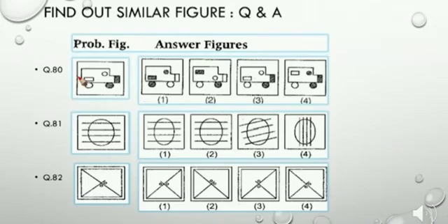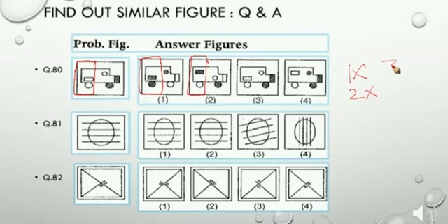Let's go to question number 80, and we need to check which of the answer figures is exactly the same as the problem figure. So let's check for, say, this portion. This portion is not matching because it is colored, it was not colored here. So option 1 is wrong. Let's check for option 2. This portion we are checking. This portion is not the same. If we see this portion and this portion, there's a difference. So option 2 is ruled out.